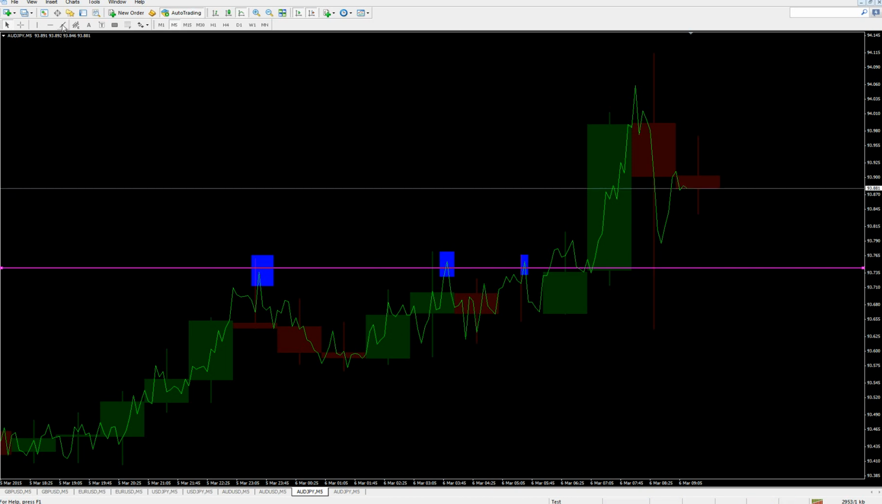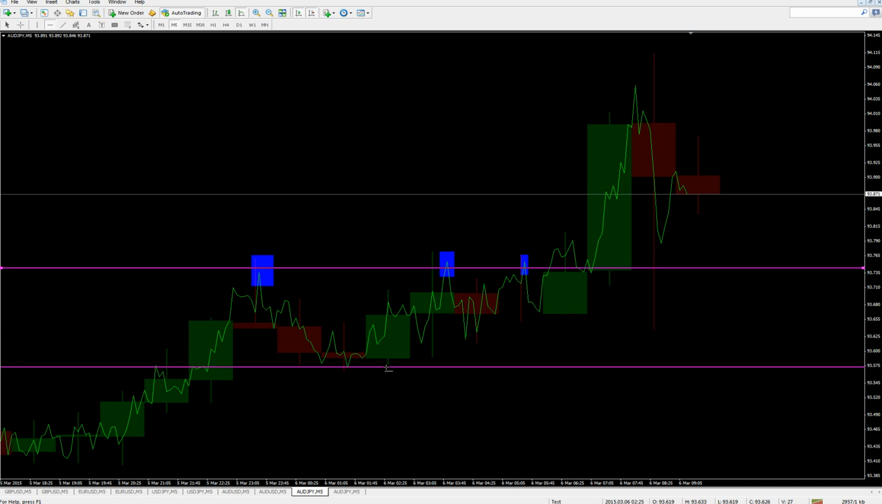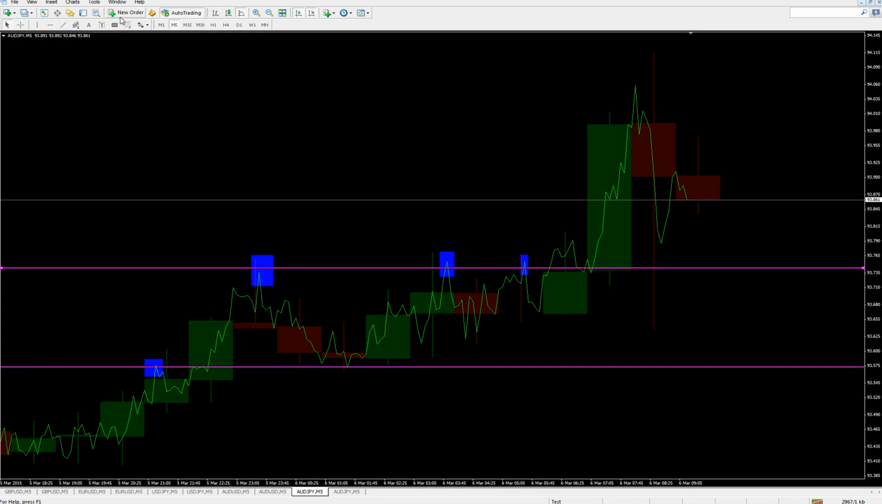So the same thing again down here. And what am I looking at on this one? I'm looking at this peak, this valley, and that valley.